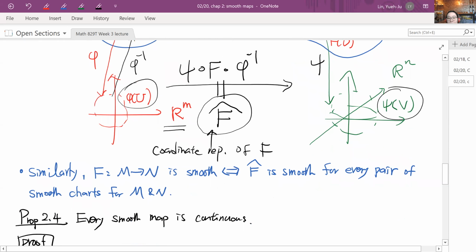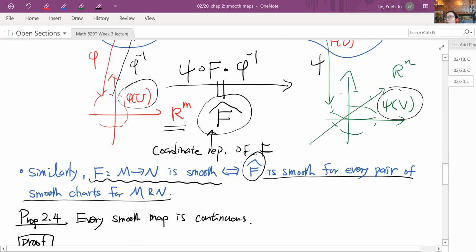Exactly like what we just saw, you can check, I'm not going to check it for you, that F is smooth if and only if your coordinate representation is smooth for every pair of smooth charts. Just now, when we talked about smooth functions, we proved that if it's smooth with respect to one chart, it should be smooth for every single chart. Here it's the same thing. If capital F is smooth, then by definition, the coordinate representation is smooth for one particular choice of charts from both M and N.